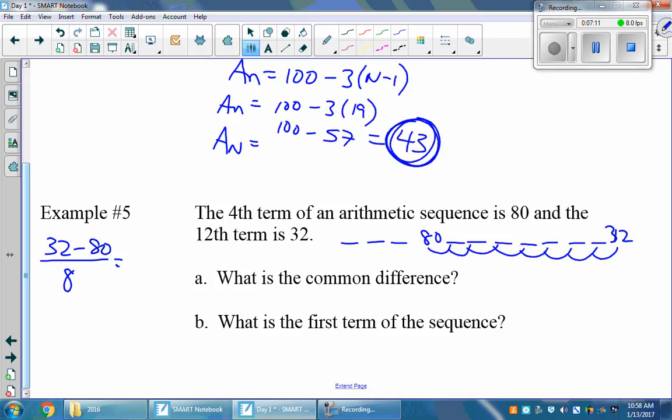Right, so what do we get? Negative 48 divided by 8. Right, so you get that your common difference is negative 6. What's the first term? I can just go add 6, add 6, add 6, or add 18 and 90. I get 98. We know the first term. We know the D. We can find any nth term now.